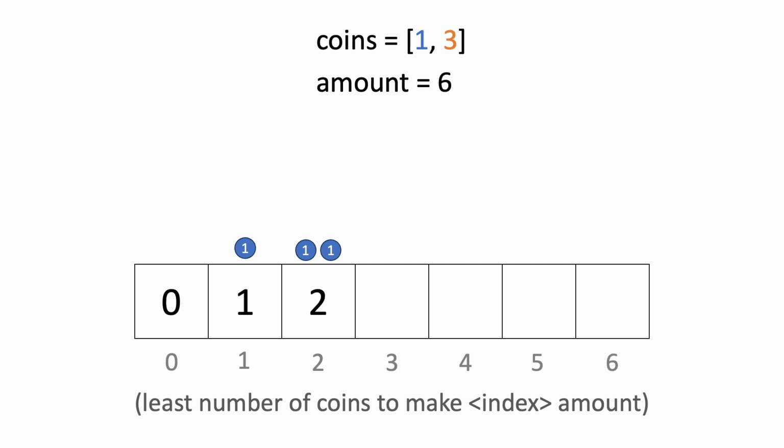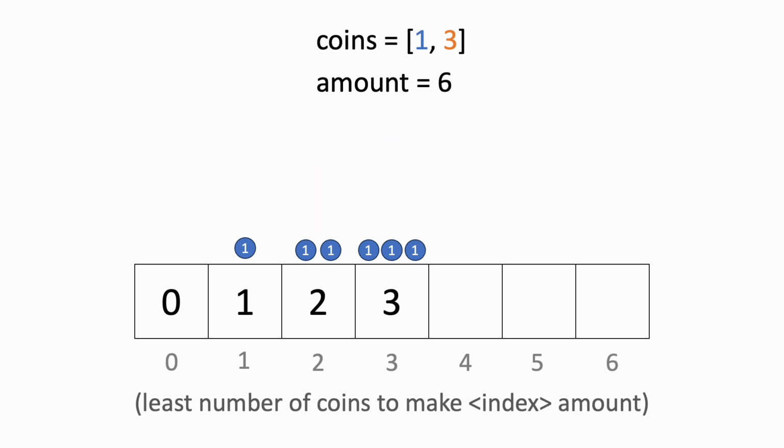Again, we'll start by using a 1 coin, and the remaining amount is 2. So how many coins do we need to make an amount of 2? And again, we already calculated that here. So we'll need a 1 coin to start, and then 2 more 1s to make up the remainder. That's a total of 3 coins. But wait, now that the index is finally 3, we can start using the 3 coin.